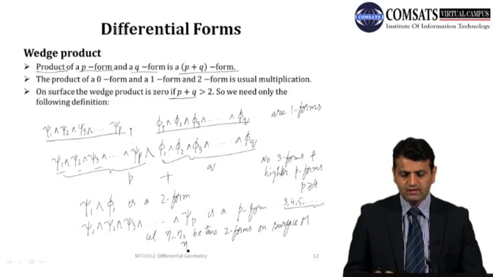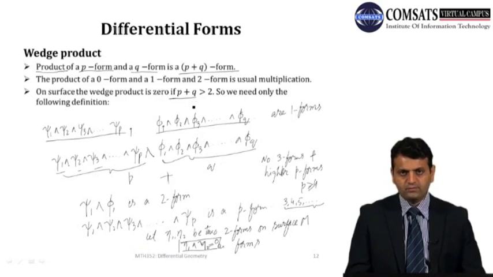So if I take their wedge product, then it is going to be a four form, but on a surface four forms do not exist, so it will be 0. So this will always be 0. But if I take the product of a one form and a two form, that will be a three form. Once again that is 0.